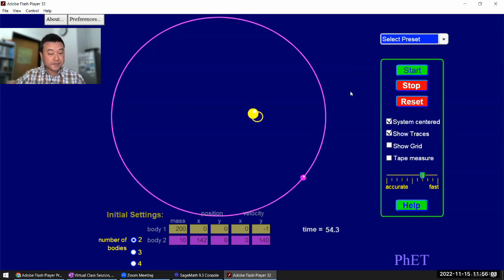You can see what Kepler's first law says: that planets orbit the sun in an elliptical path with the sun at one of the two foci. This is one of the two foci. There's another focus of the ellipse here where there's just nothing there. So it illustrates Kepler's first law.